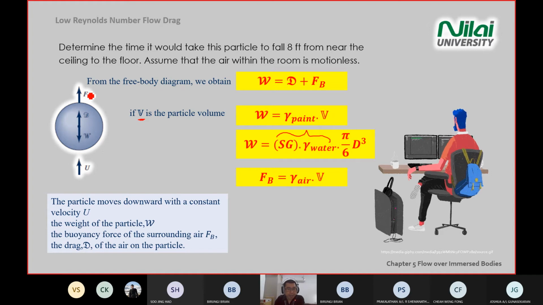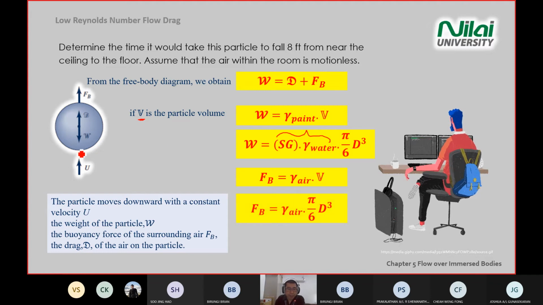Then the FB, the buoyancy force. Buoyancy force is given by the specific weight of air times the volume of the sphere. Also, the volume of the sphere is given by pi divided by 6 d power 3. So you have W, you have FB. We have solved for how to find the weight of the paint.